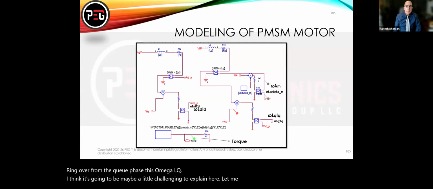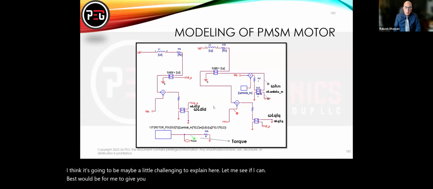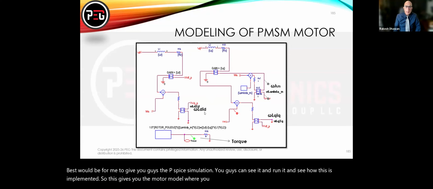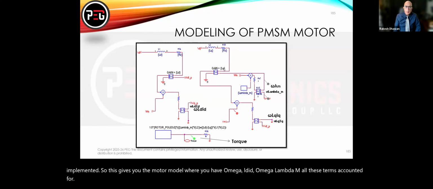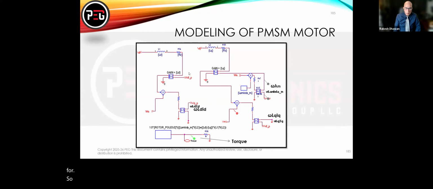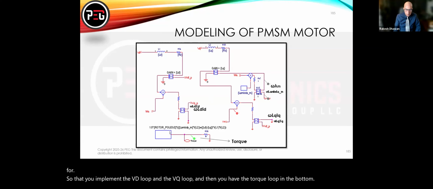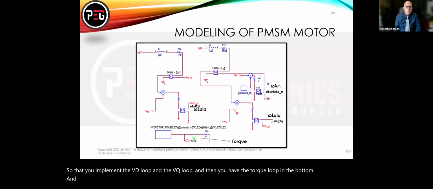Best would be for me to give you guys the PSPICE simulation. You can see it, run it, and see how this is implemented. This gives you the motor model where you have omega LD ID, omega lambda M, all these terms accounted for, so that you implement the VD loop and the VQ loop, and then you have the torque loop at the bottom.